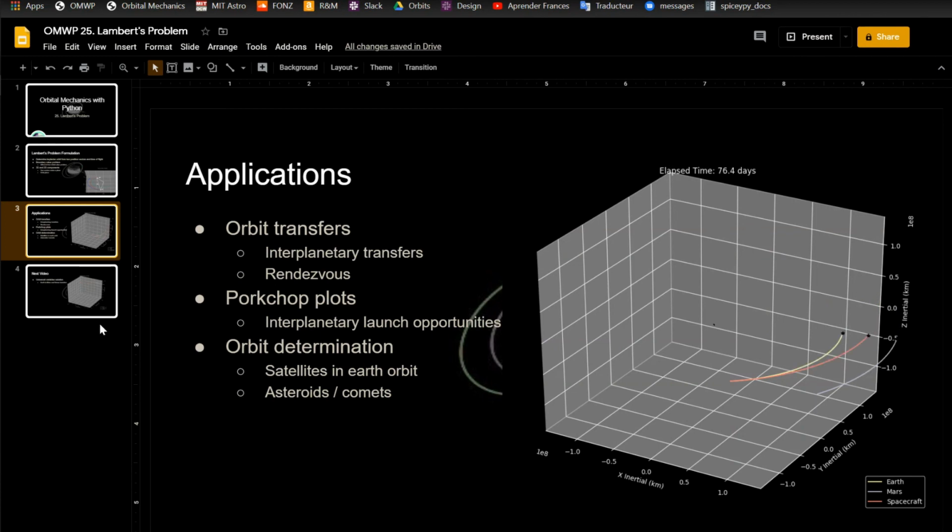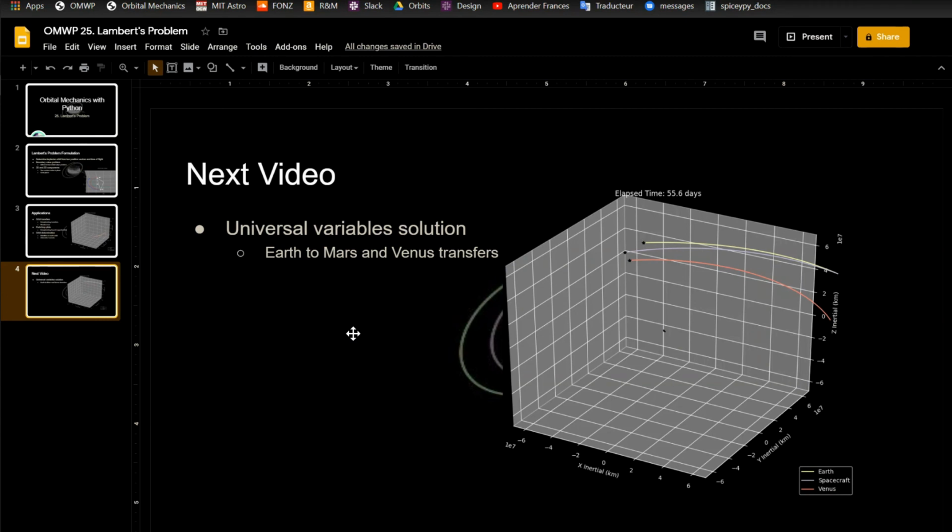So that's pretty much it for this video. In the next video, I'm just going to show one solution to Lambert's problem, because there are actually many out there. One of the solutions is called the universal variable solution, which is what I used to make these plots. This plot on the right is an Earth to Venus transfer, doing a 90-day transfer, so that's the time between the two position vectors, 90 days, to get to Venus. And I'll just go ahead and show examples of that.